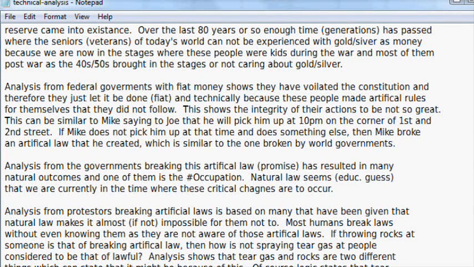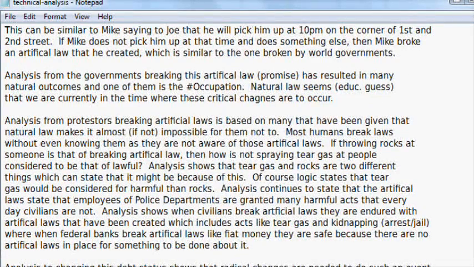This can be similar to Mike saying to Joe that he will pick him up at 10 p.m. on the corner of 1st and 2nd. If Mike does not pick him up at that time and does something else, then Mike broke an artificial law that he created, which is similar to the one broken by world governments. Analysis from the government's break in this artificial law, which is pretty much a promise, has resulted in many natural outcomes, and one of them is the Occupy Wall Street.